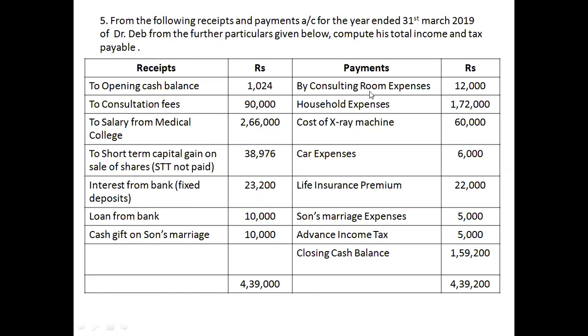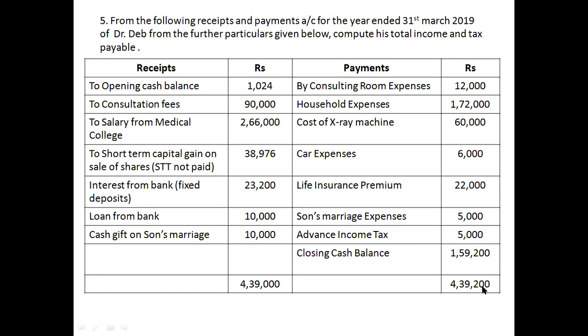Then on the payment side: consulting room expenses 12,000 rupees, household expenses 1,72,000 rupees, cost of X-ray machine 60,000 rupees, car expenses 6,000 rupees, life insurance premium 22,000, son's marriage expenses 5,000 rupees, advance income tax 5,000, closing cash balance 1,59,200. Finally, we arrive at a total of 4,39,200.